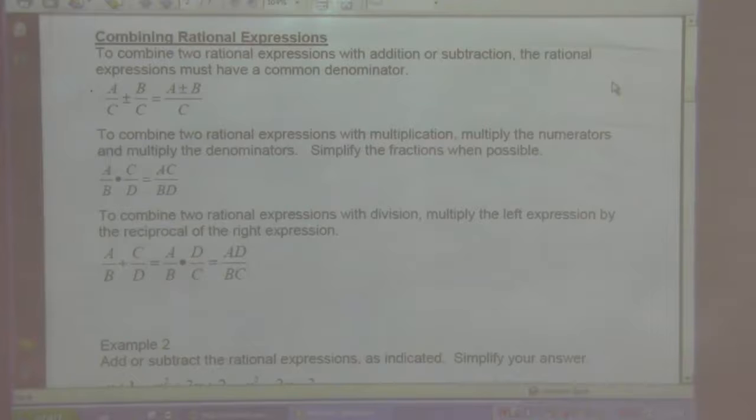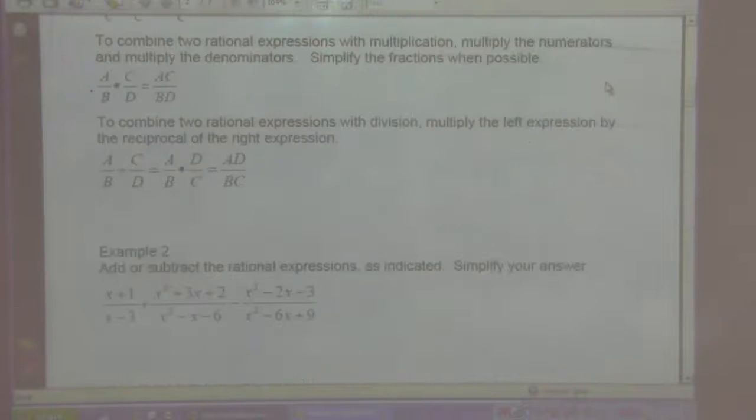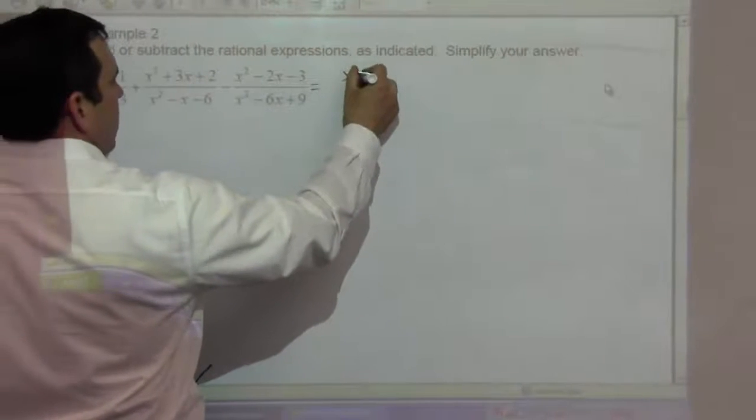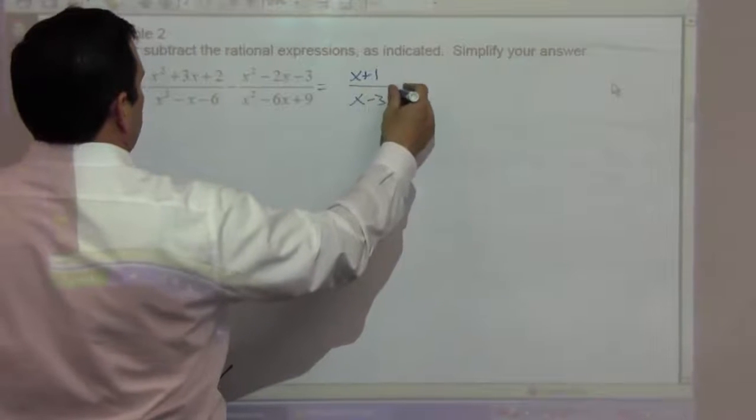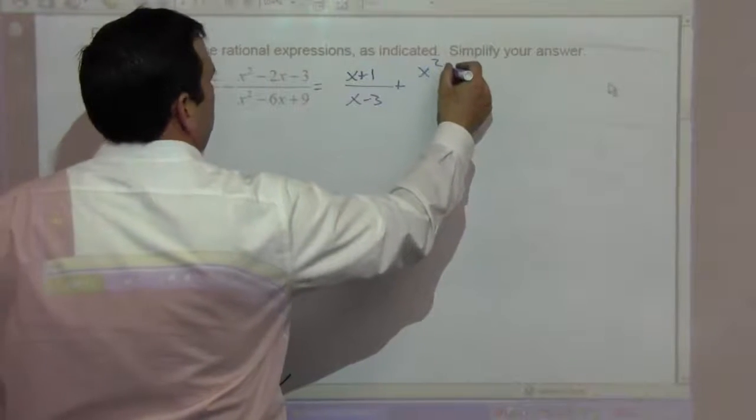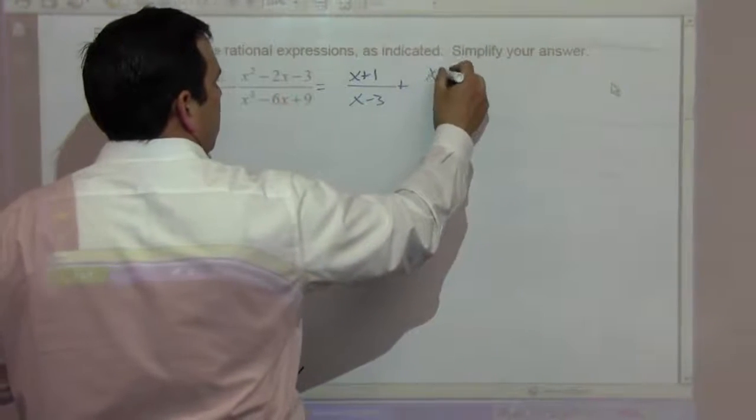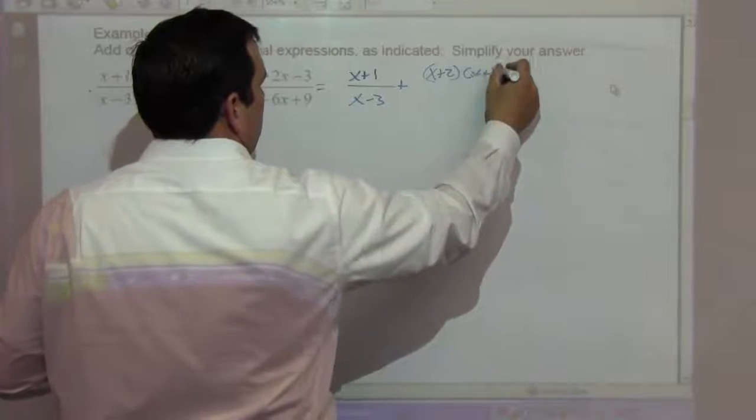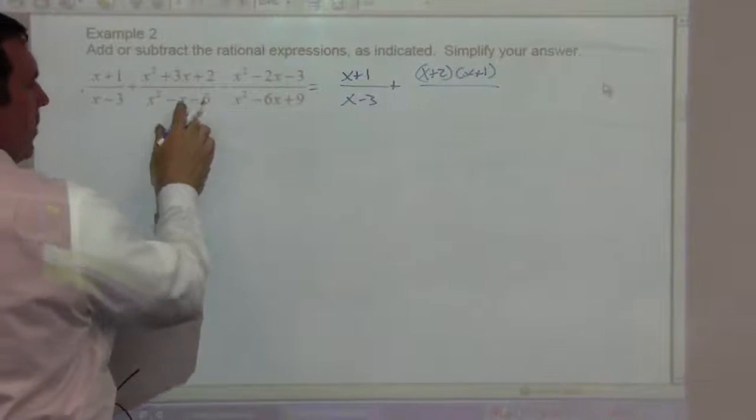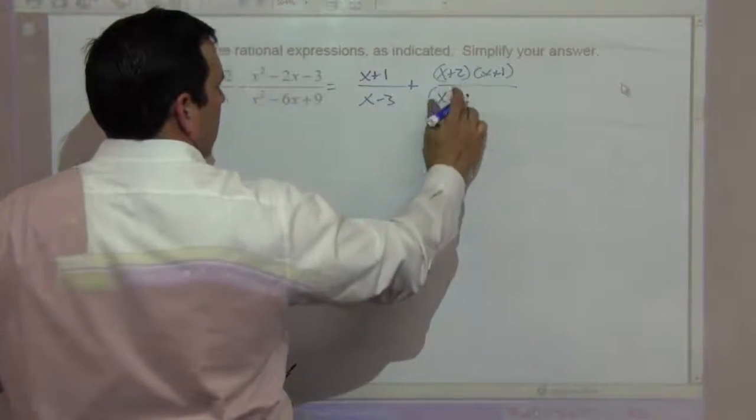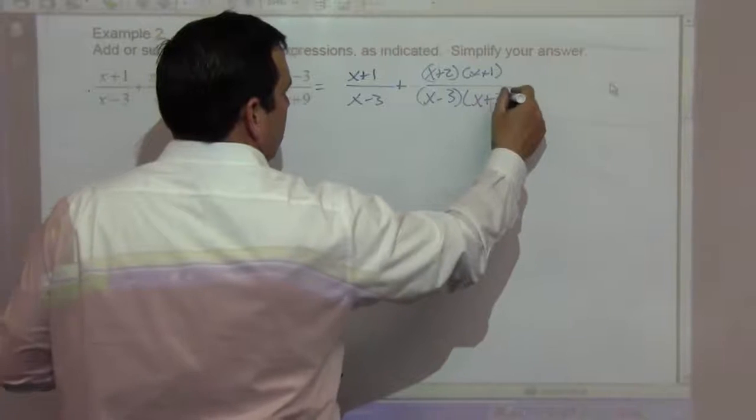Let's look at example 2. Add or subtract the rational expressions as indicated. So we have to get common denominators first. We have x plus 1 over x minus 3 plus, then we have x squared. I think I'm going to factor this numerator to be x plus 2 times x plus 1 over, and the denominator will factor to be x minus 3 times x plus 2.